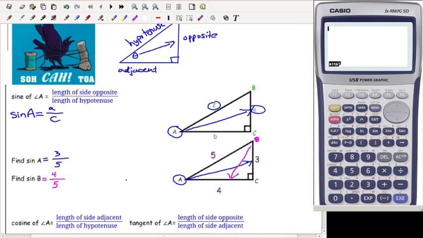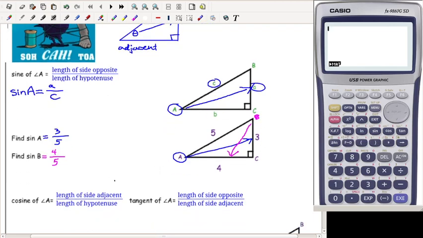So that's one of our trigonometric ratios. We have two more, depending on which sides we're talking about. We have cosine of angle A. Cosine of angle A is the length of the side adjacent, remember, the adjacent side is part of that angle, over the length of the hypotenuse. And the tangent of angle A is the length of the side opposite divided by the length of the side adjacent. So the tangent doesn't use the hypotenuse.